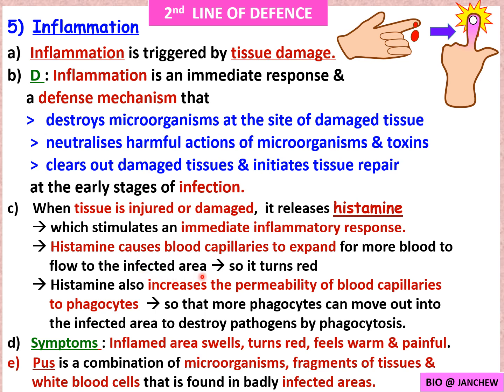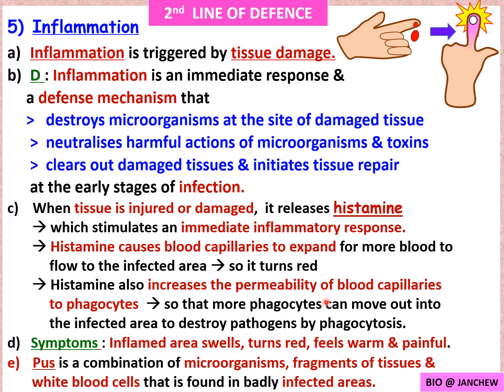Now, why is that so? Why must more blood flow to the infected area? To transport more phagocytes to the site of injury. So the area will turn red when the blood capillaries expand, as more blood is flowing through it. And then histamine also increases the permeability of the blood capillaries to phagocytes, so that more phagocytes can move out from the blood capillaries through its pores into the infected area to destroy the pathogens by phagocytosis.